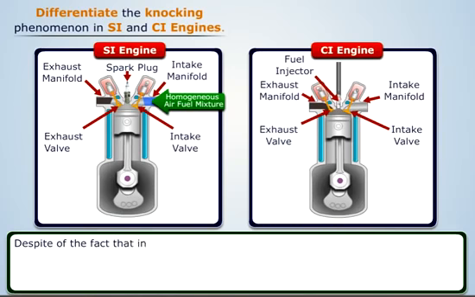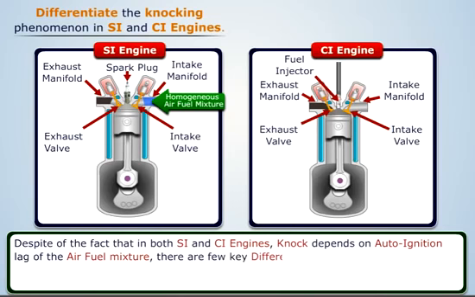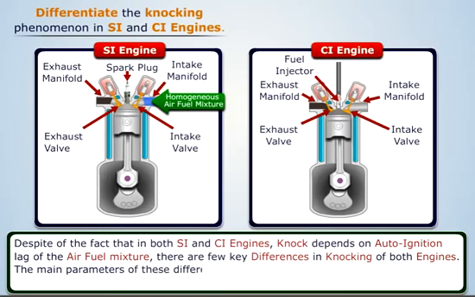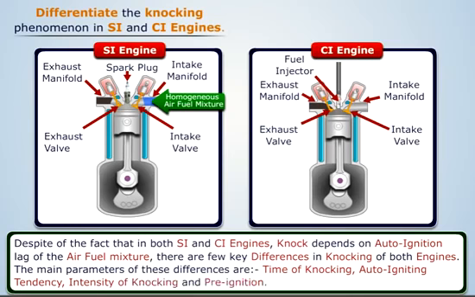Despite the fact that in both SI and CI engines, knock depends on the auto-ignition lag of the air-fuel mixture, there are a few key differences in knocking of both engines. The main parameters of these differences are time of knocking, auto-ignition tendency, intensity of knocking, and pre-ignition. Now let's discuss the differences one by one.